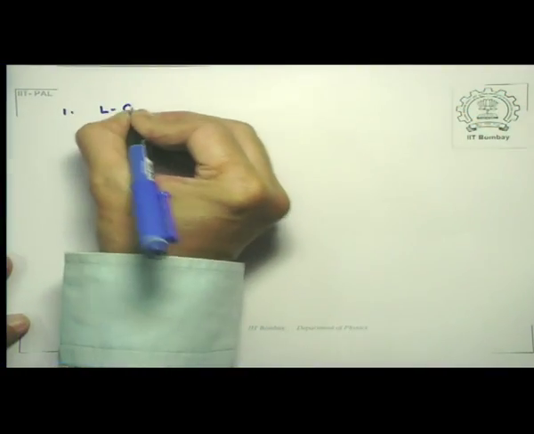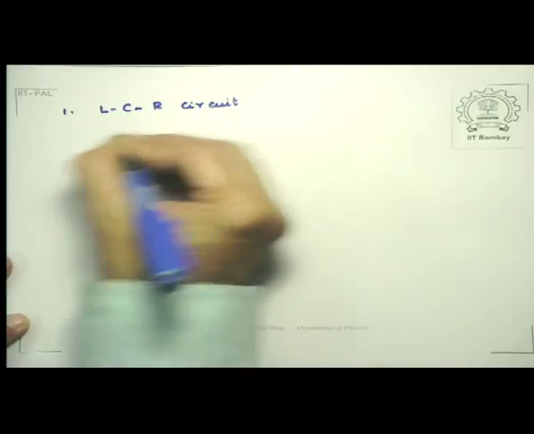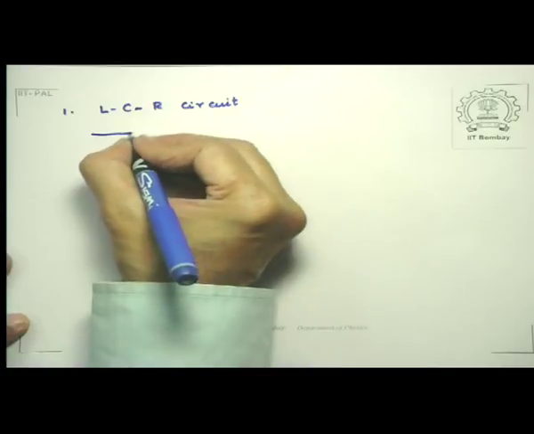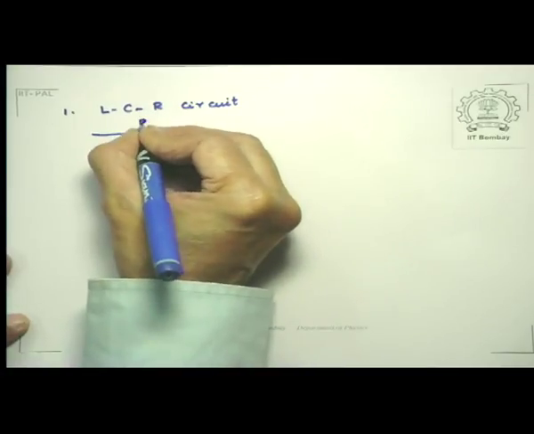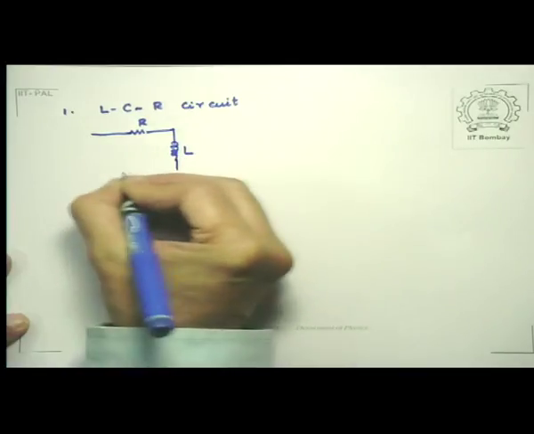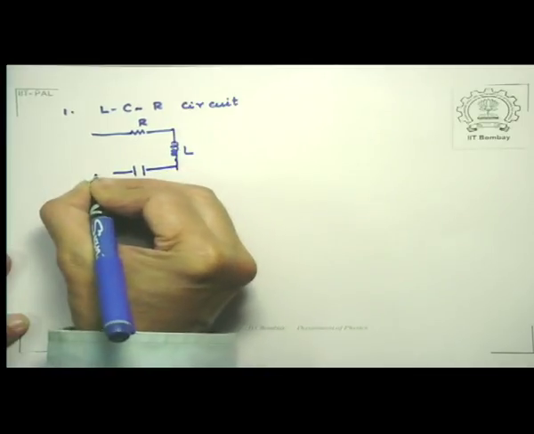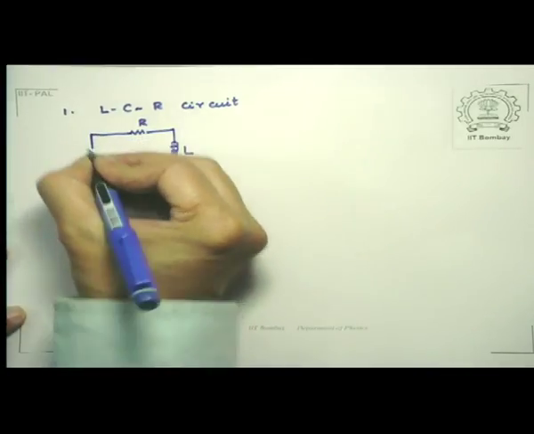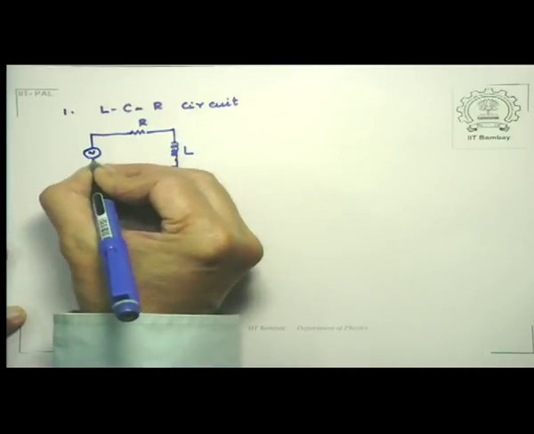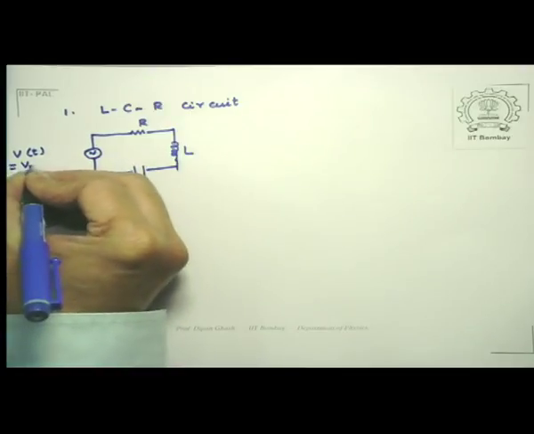So let me begin by giving a summary of the last lecture. Let me redraw the circuit. So I have a resistance R, I have an inductance L, I have a capacitance C, all three of them connected to a source of alternating voltage given by V(t) equal to Vm sin omega t.